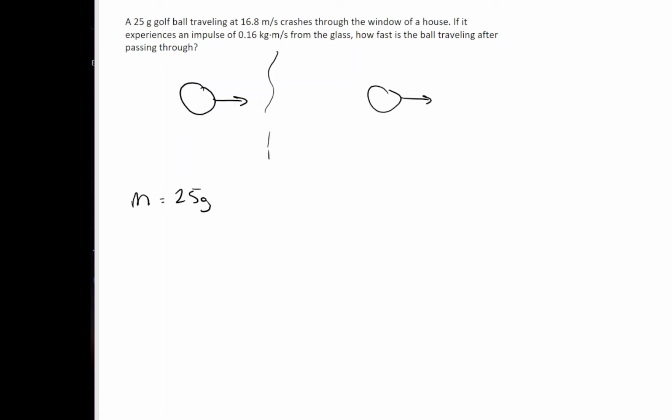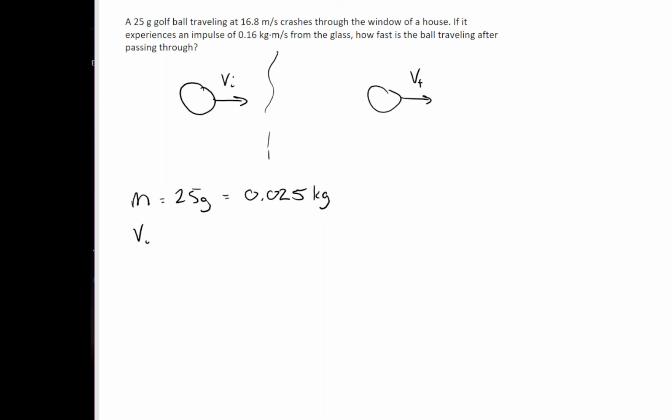Now, typically we want to go to SI units. Our standard would be kilograms. So I'm going to convert that to kilograms. If we divide by 1,000, we get 0.025 kilograms would be the mass of the ball. It's traveling here with an initial velocity, and then later it's going a little bit slower.